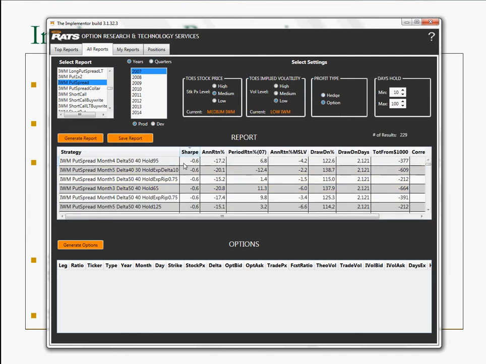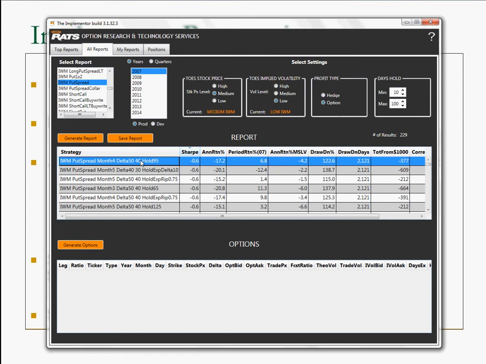And so you'll notice that these are all negative returns. Since IWM has been up, a put spread is short delta, so it's going to be losing money. The one that lost the least was the month 4 50-40 put spread. So that's buying a 50 delta put and selling a 40 delta put, and this exit strategy is holding at 95 days, and you can see some of the other exit strategies here.